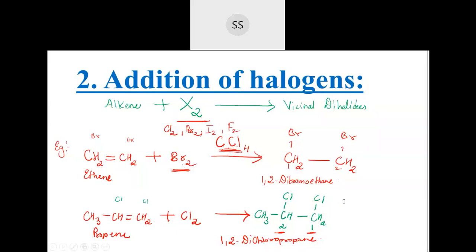The function of CCl4, as I told you, is that it acts as a solvent, and it's a non-polar solvent, which is used to dissolve this compound. If you want to dissolve bromine and ethene, you need to use a non-polar solvent. So carbon tetrachloride is a non-polar solvent.